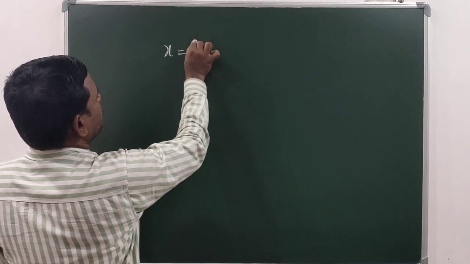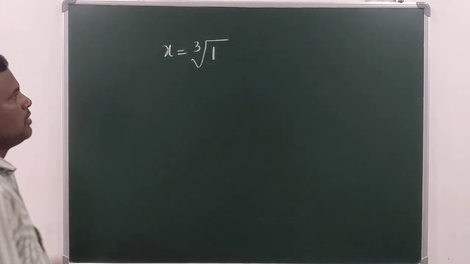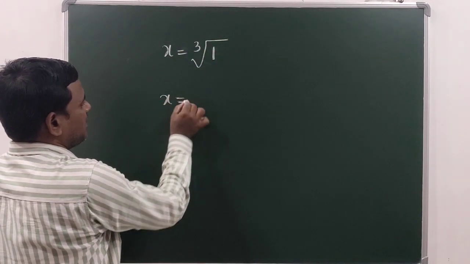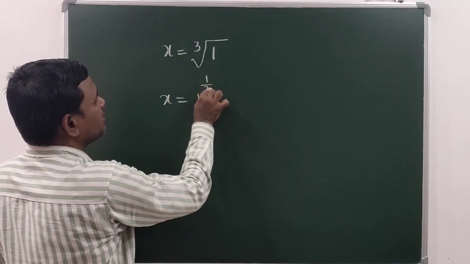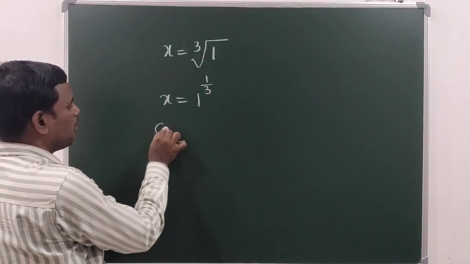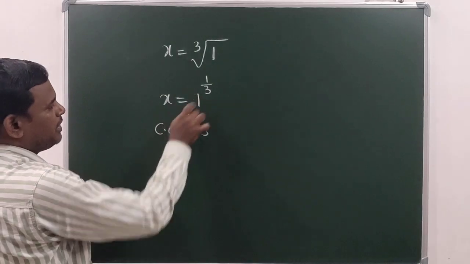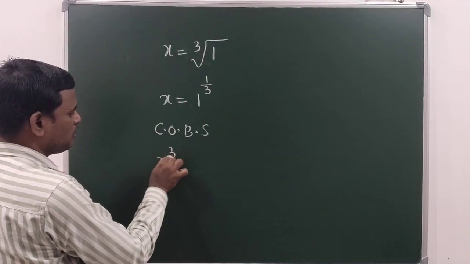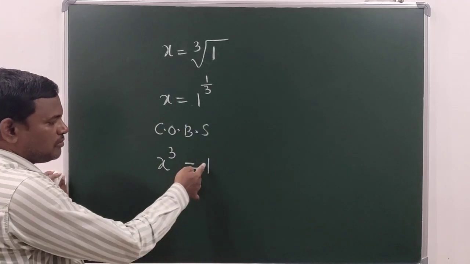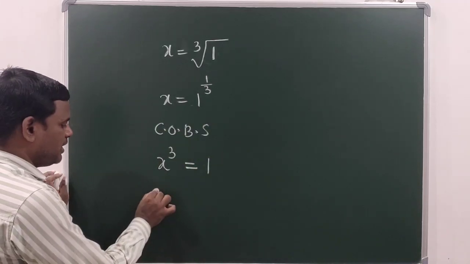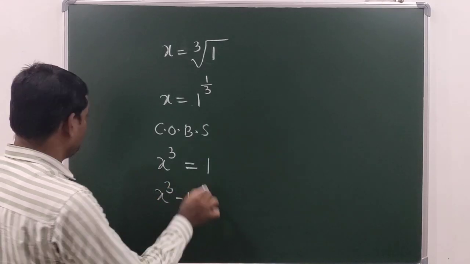Let x be equal to the cube root of 1. This cube root of 1 can be written as 1 power 1 by 3. Cube on both sides. When you take cube on both sides, you will get x cube is equal to 1. Now transfer this 1 to the left side: x cube minus 1 equals 0.